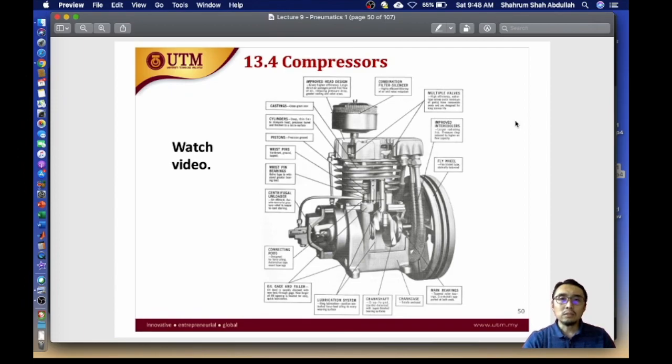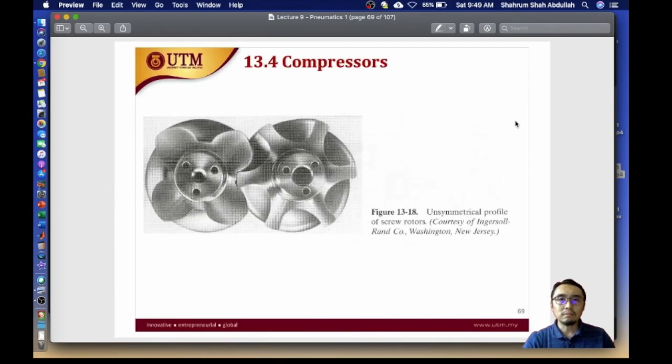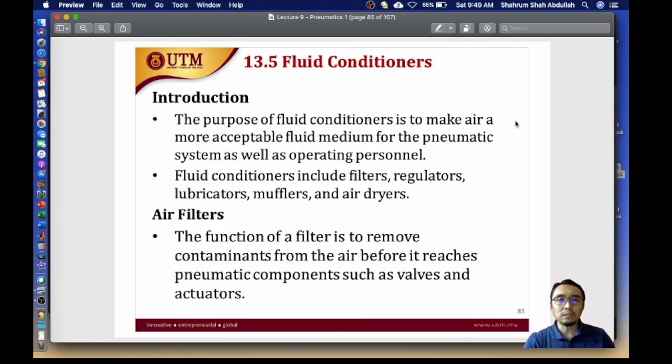Okay, so today we will look at section 13.5, which talks about fluid conditioners. Fluid conditioners are a very essential component of a pneumatic circuit, and the purpose of a fluid conditioner, as shown here, is to make air a more acceptable fluid medium for the pneumatic system as well as operating personnel. So this video will talk about the three normally lumped together components, which are the filter, regulator, and lubricator.